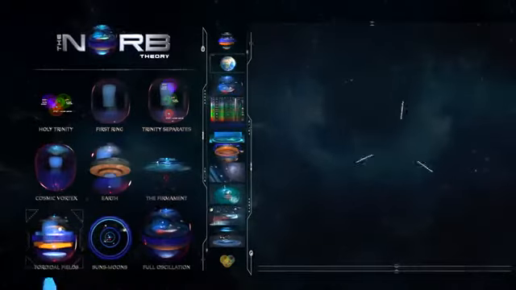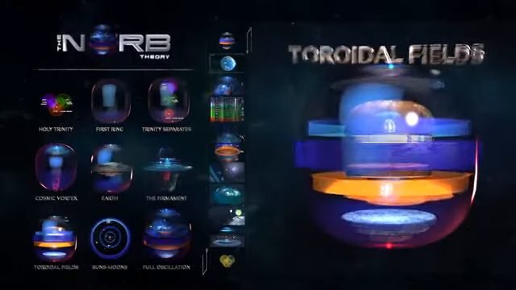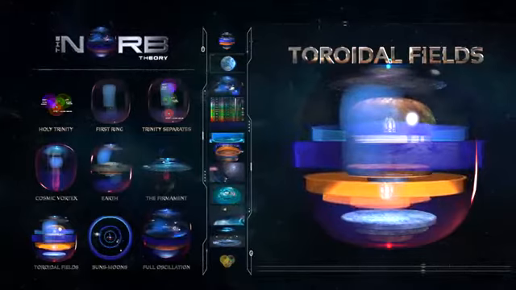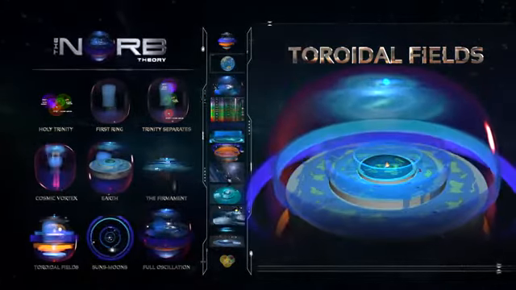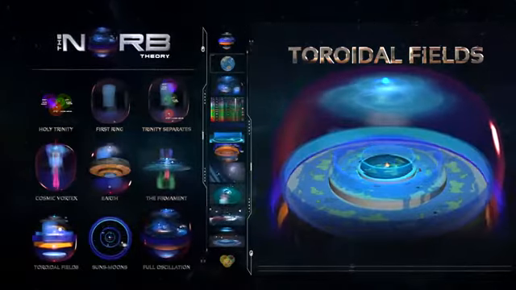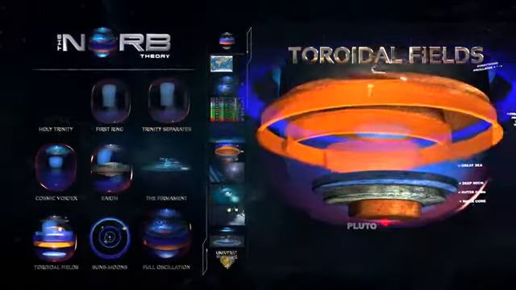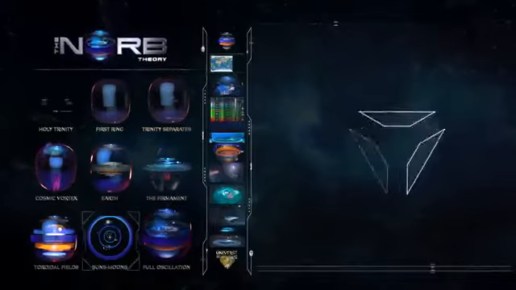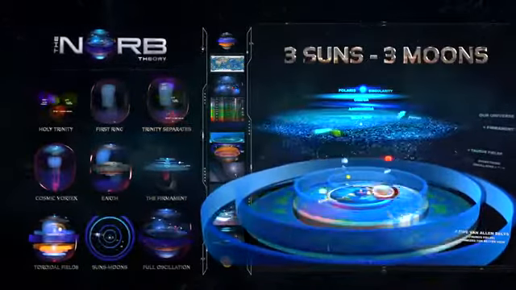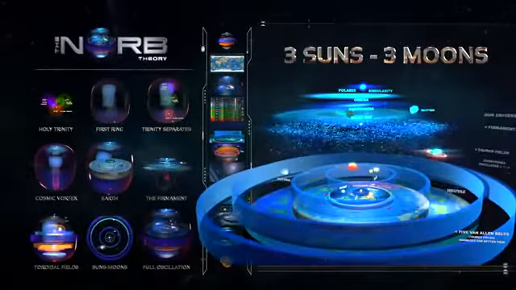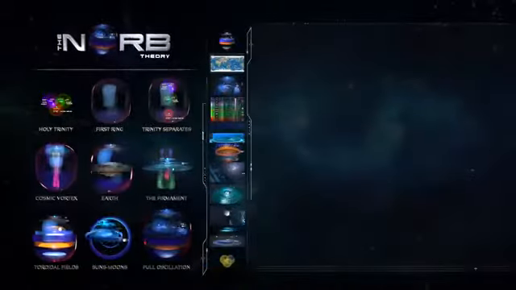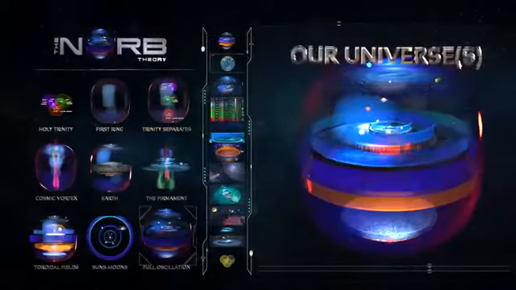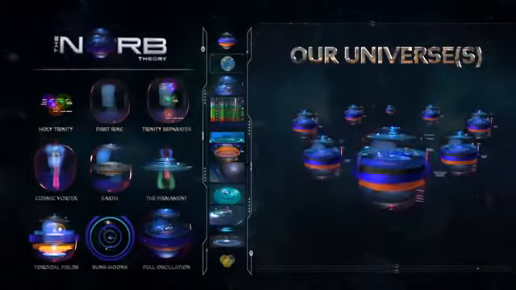Next, we have our toroidal fields. These electromagnetic fields protect and separate all the lands. They also oscillate at different speeds, giving us all our rotations of the different planets. Next, the suns and moons are put in place. 3 suns, 3 moons, with Mercury in the middle, acting as both a sun and a moon. And there you have it, Earth, the universe, within a multiverse, within a masterverse.